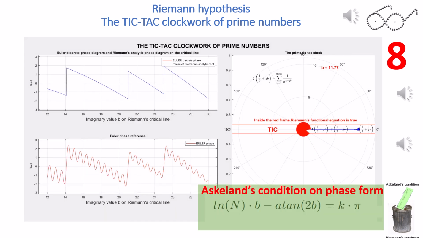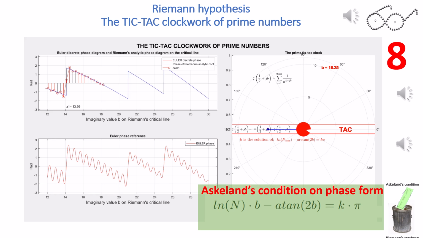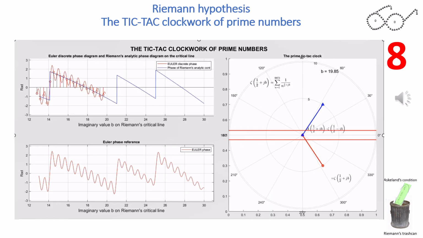I will in this video explain how Askeland's condition can be used to find Riemann's analytic continuation discretely through the zero crossings of the phase diagram of the Euler product. What you hear now is the Tic Tac Clockwork caused by prime numbers. I will in this video try to show you all these connections.